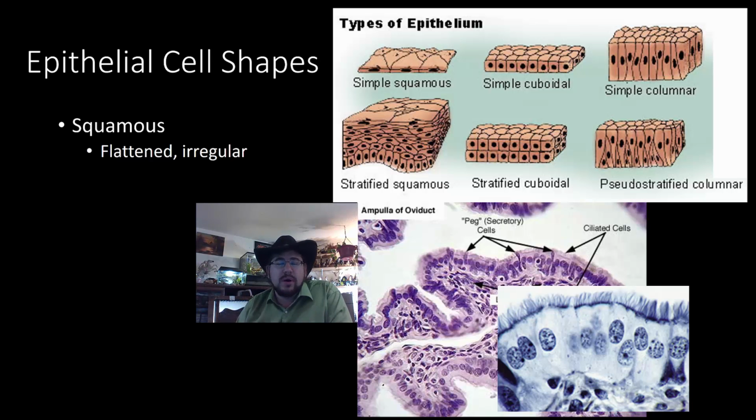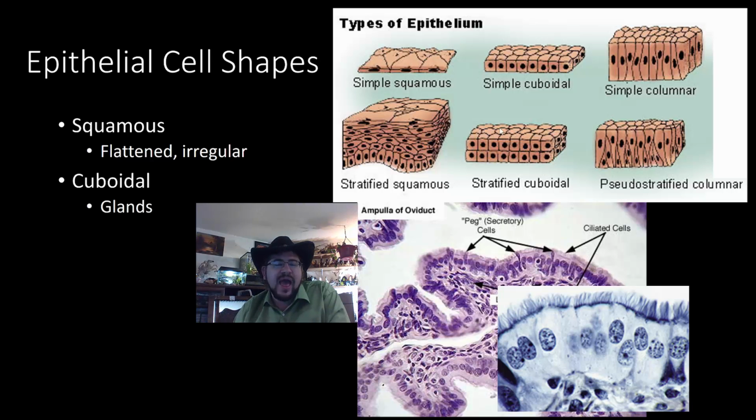Next up is cuboidal. You'll never guess why it's called cuboidal. Oh, it's kind of cube-shaped. Look, all the sides seem vaguely cube-shaped. So, again, this you find in the glands. Like your sweat glands, you'll have cuboidal epithelium lining them. And you can have simple, one layer, or stratified, multiple layers of cuboidal epithelium.